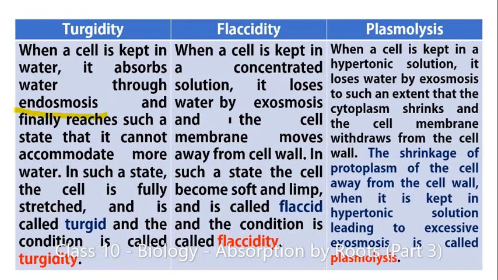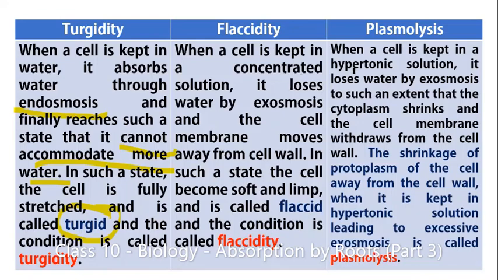Water will enter the cell and go on entering. A time will come when the cell cannot accommodate more water. In such a state, the cell is completely filled up with water, and we call this condition turgid. We call this condition turgid when the cell has reached the maximum level of absorbing water. The cell swells up. So this phenomenon is known as turgidity.